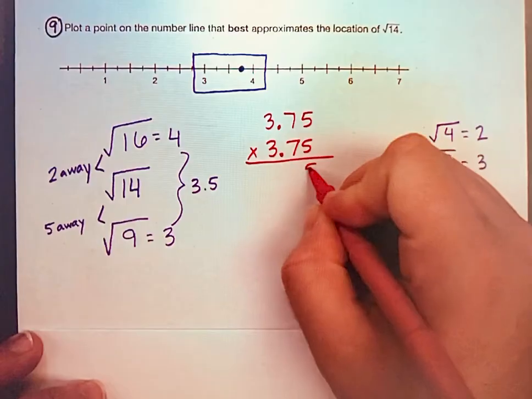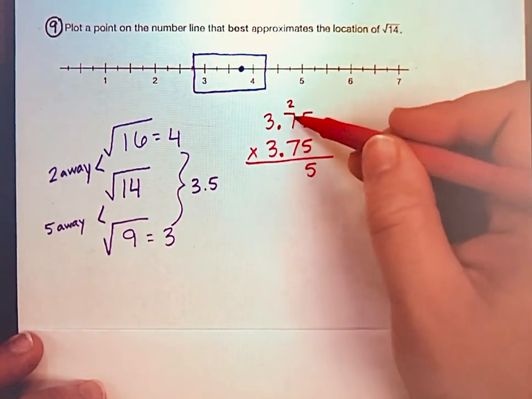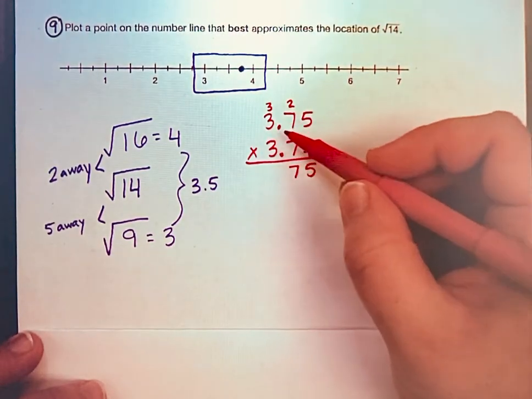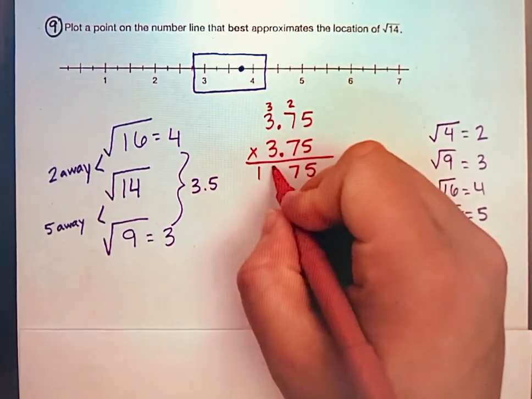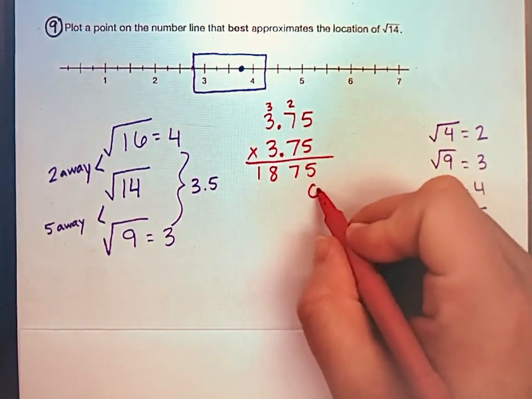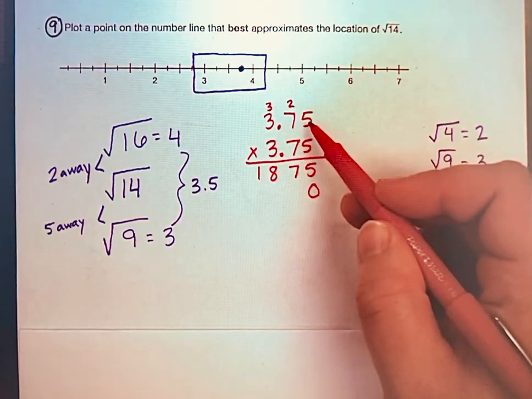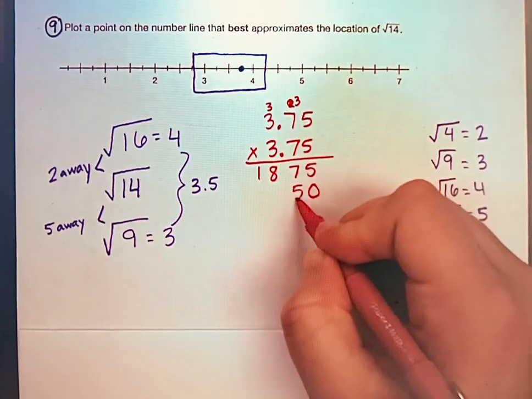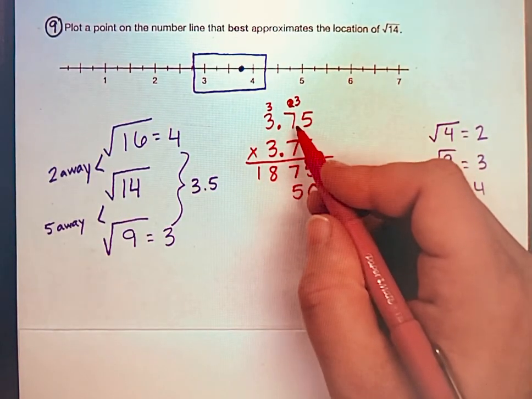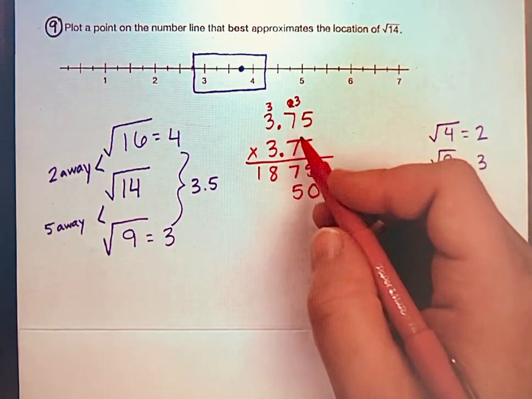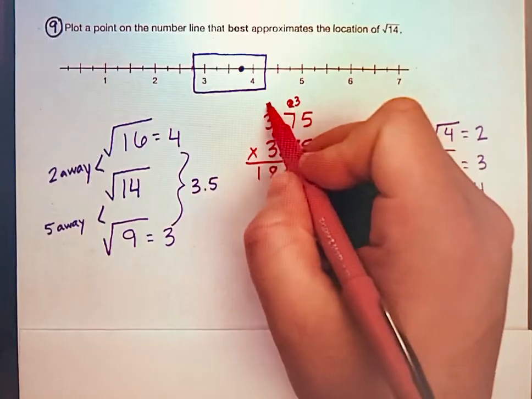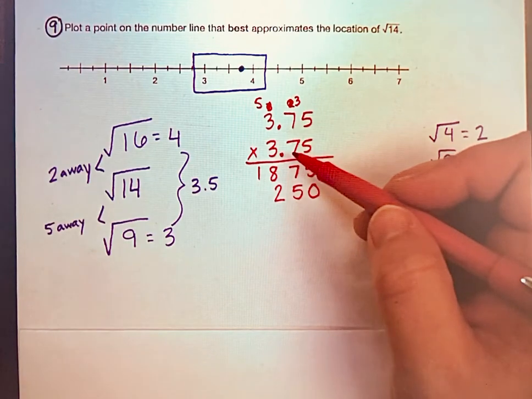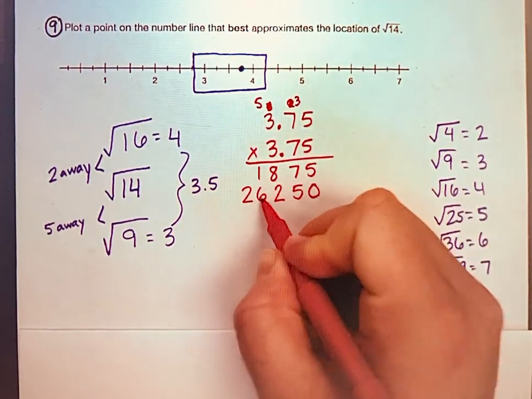5 times 5 is 25, carry my 2. 5 times 7 is 35, 36, 37, carry my 3. 5 times 3 is 15, 16, 17, 18. Put my 0 here to move on to the next number. 7 times 5 is 35, carry my 3. 7 times 7 is 49, 50, 51, 52. When I add that 3, carry my 5. 7 times 3 is 21, plus 5 is 26. Gotta keep everything in line here.